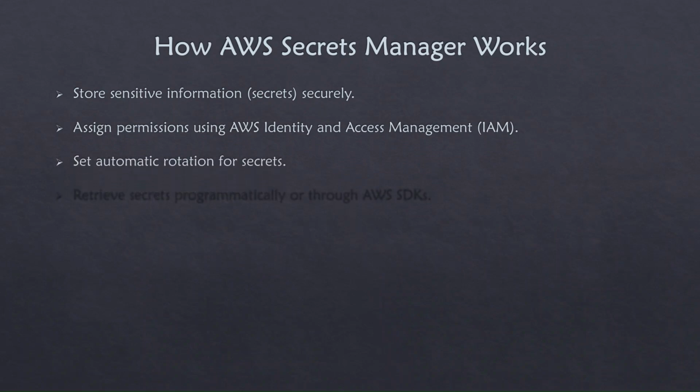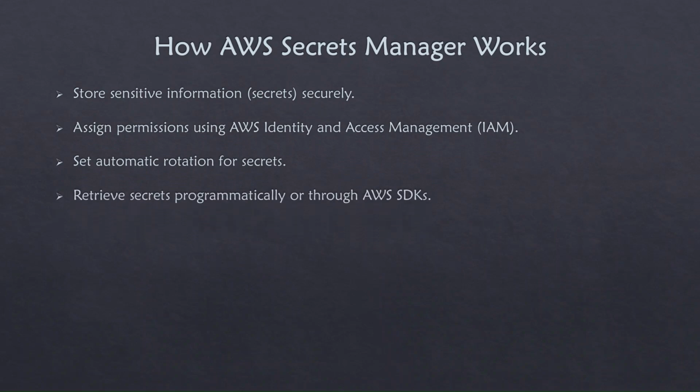So, set automatic rotation of secrets. AWS Secrets Manager supports automatic secret rotation. You can configure secrets to be rotated at a regular interval, ensuring that sensitive information like database passwords is regularly updated without requiring manual intervention. This reduces the risk of exposure and helps maintain security over time.